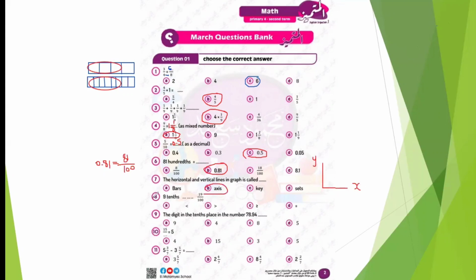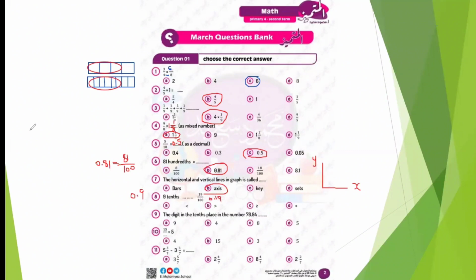8. 9/10 bigger or 19 out of 100? 9/10 means 0.9. It's 9 out of 10. 19/100th means 0.19. To compare, we have here 1 digit and here 2 digits.